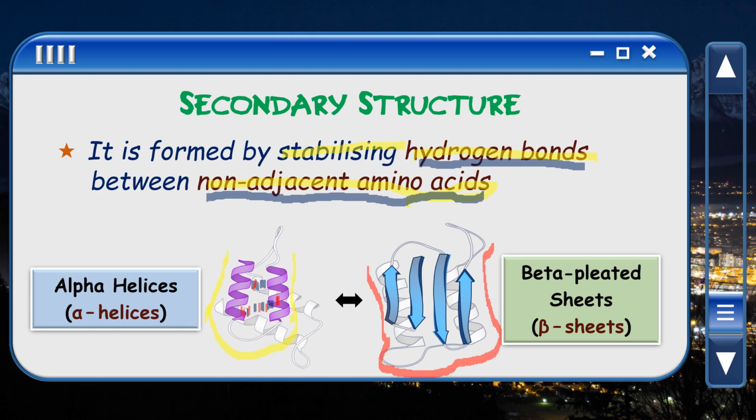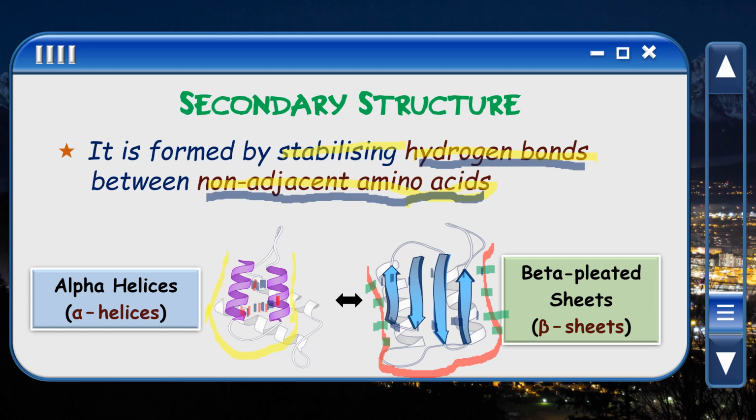Now there is going to be an amino acid here. There is an amino acid here, amino acid, amino acid, amino acid in that polypeptide. And here also there is an amino acid, amino acid, amino acid, amino acid. Now when those amino acids form bonds between themselves, this one forms a hydrogen bond with that one. That is what we are calling stabilizing the hydrogen bonds between non-adjacent amino acids.